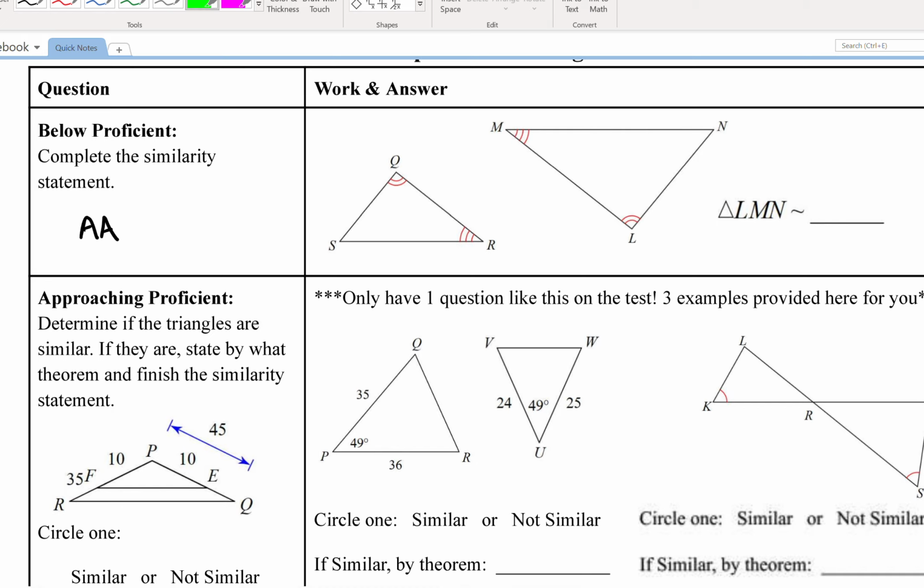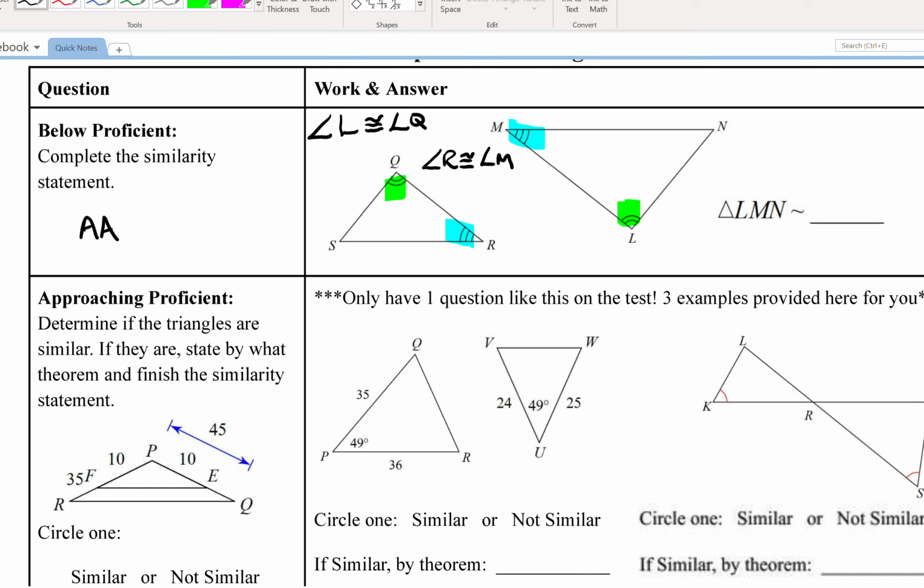We can look at this angle right here with the two arcs, which is congruent to this angle L with two arcs. So angle L and angle Q are congruent. We can write angle L is congruent to angle Q. We can also write that angle R and angle M, so angle R is congruent to angle M. Because they have two pairs of congruent angles, they are similar.